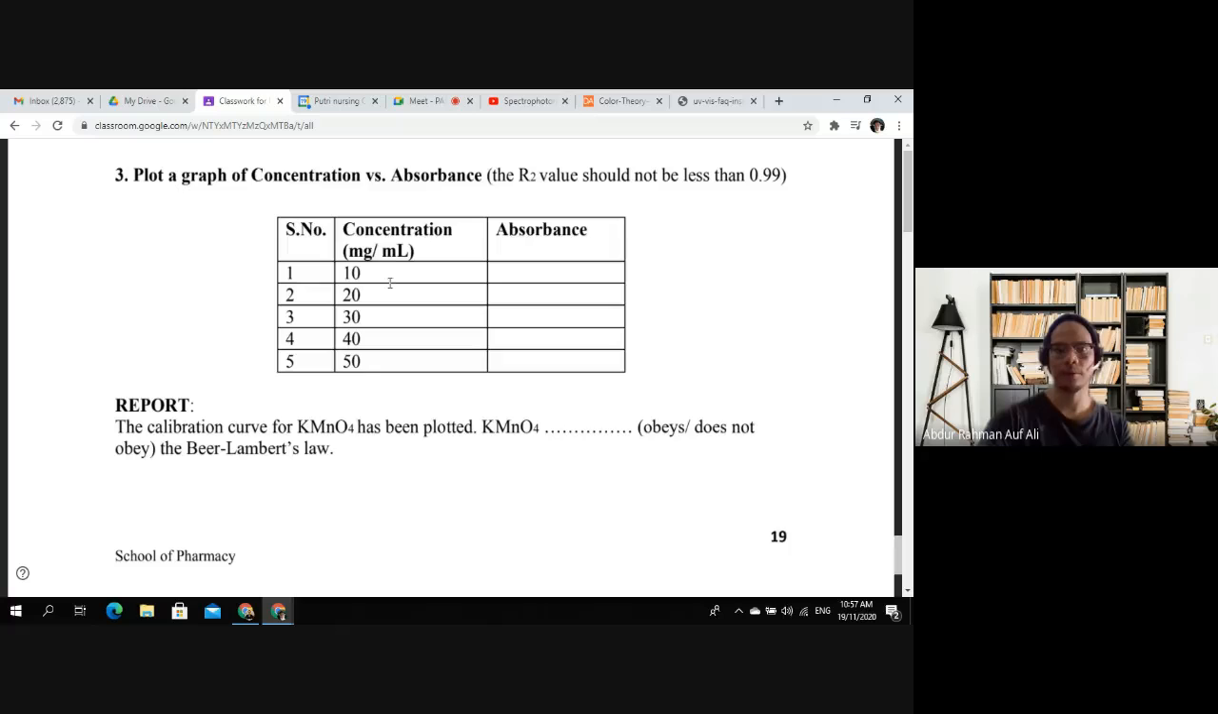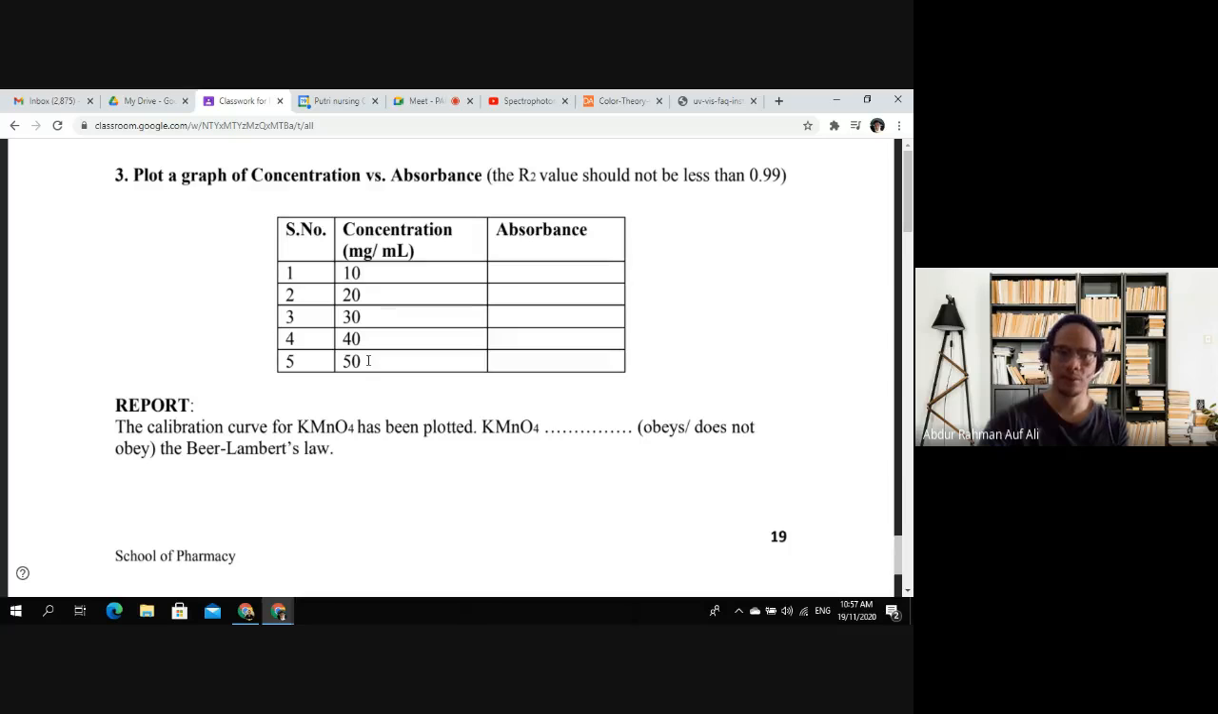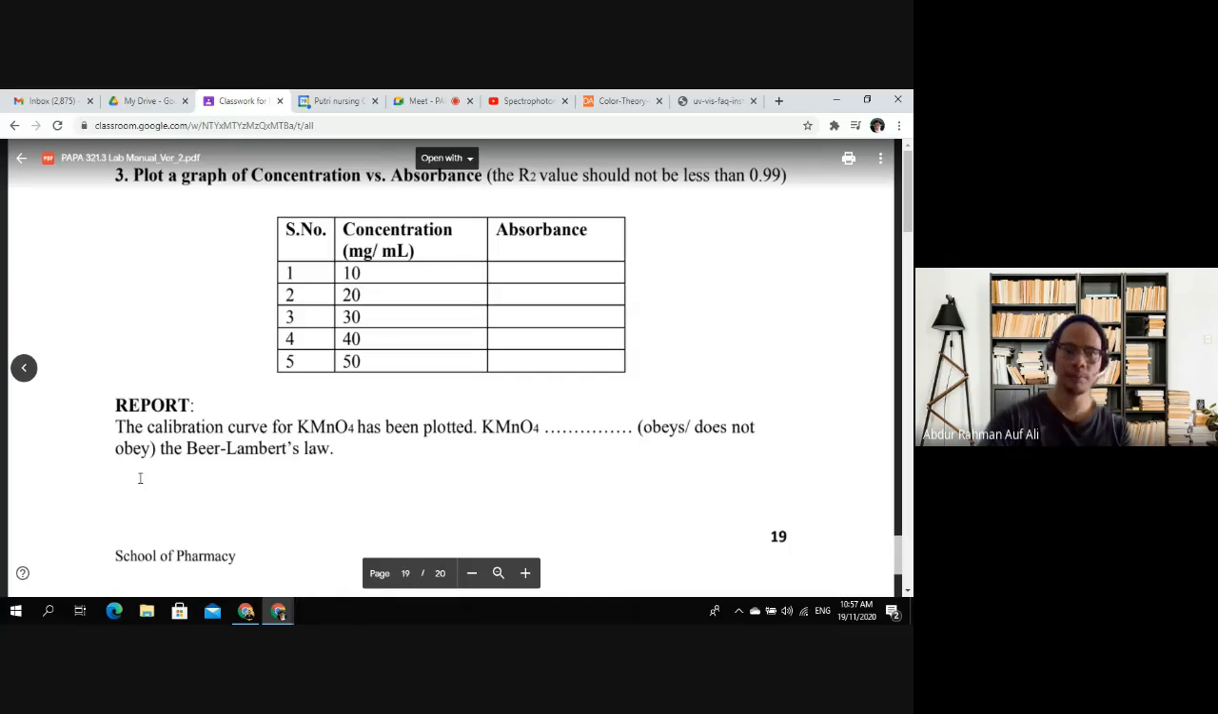Then you record, at a concentration of 10 micrograms per milliliter, what is the absorbance? At 20 micrograms per milliliter, what is the absorbance? Put the solutions in the UV spectrophotometer and record the absorbance until you have the absorbance of these 5 solutions. Then you plot a graph of absorbance versus concentration, like in the video earlier. Absorbance on the Y axis, concentration on the X axis.